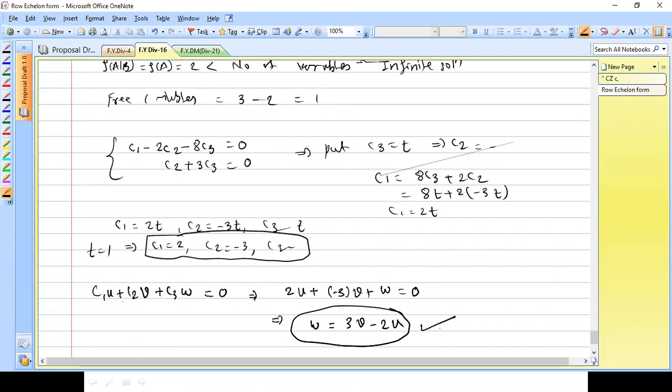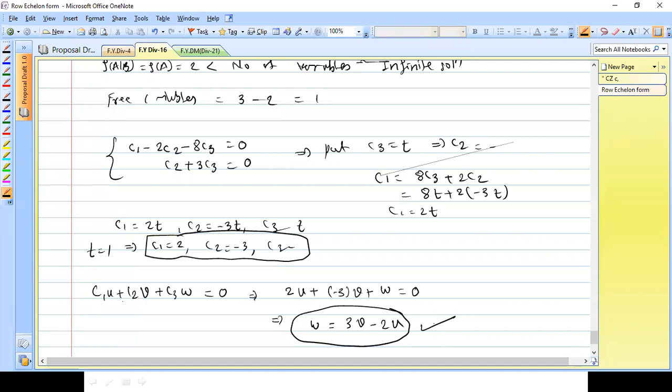T is equal to -1. You can take any non-zero value. Why non-zero? Because we are interested in a non-zero solution. Because it has infinitely many solutions, the zero solution is also there. But we need to show whether it is dependent or independent. And we already checked above that if we have a unique solution, then it is independent. Otherwise, it is dependent. So T is equal to any non-zero quantity you can take.